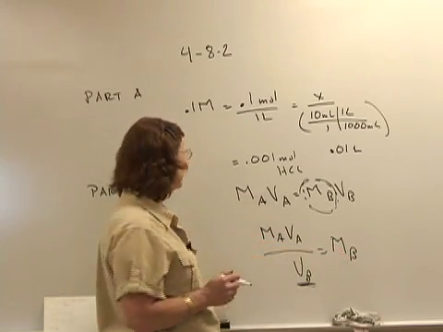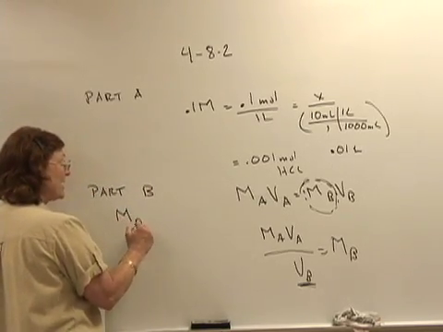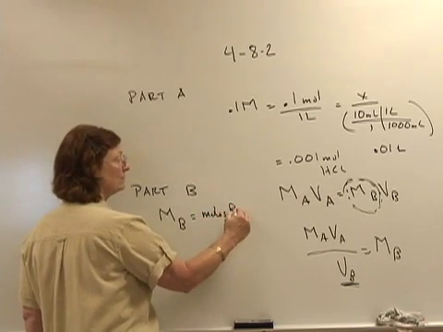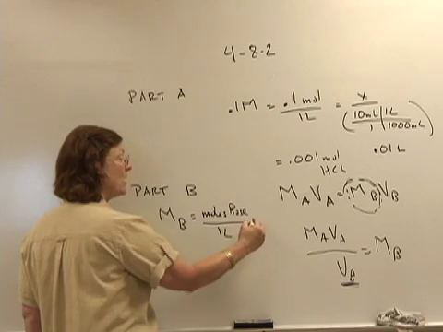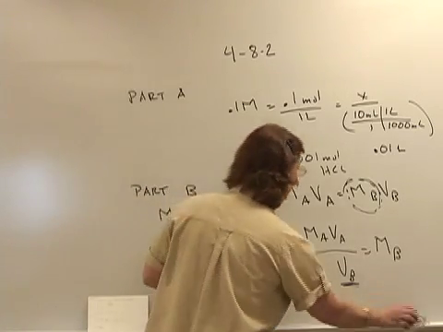Then I take that molarity of the base in the second part. I have the molarity of the base, and that equals the moles of the base divided by 1 liter. And I want to know the moles that it took to get pink.